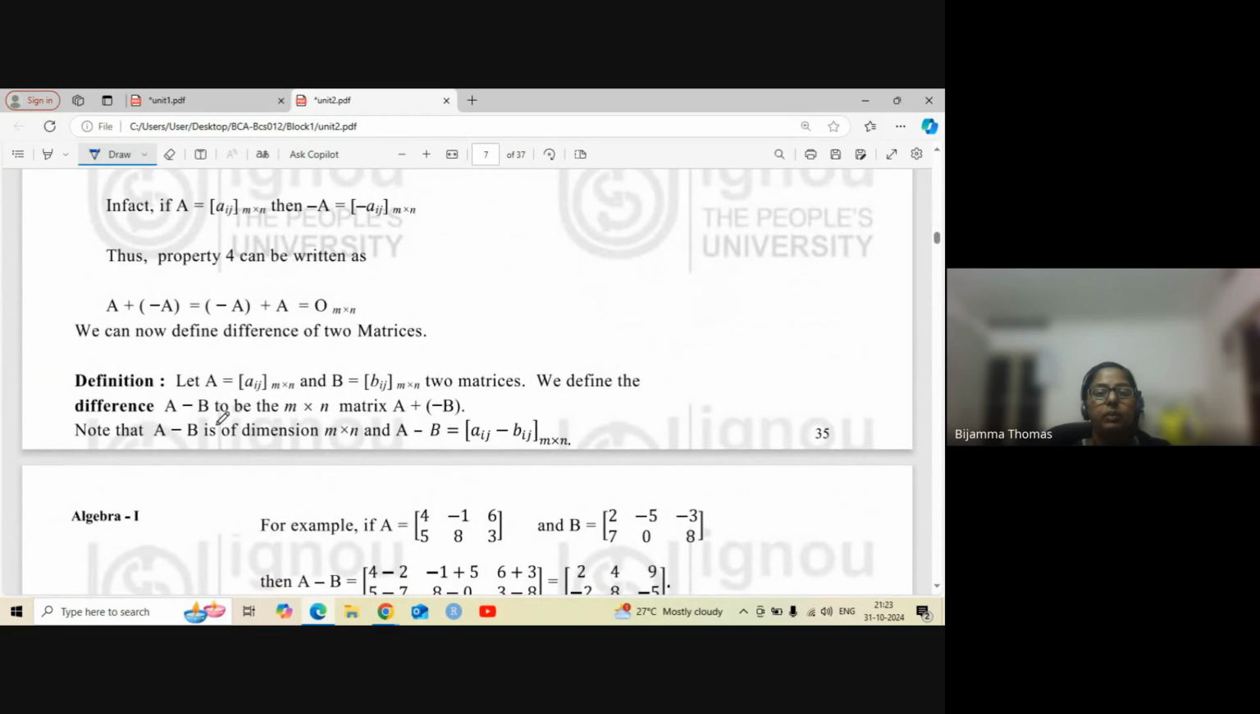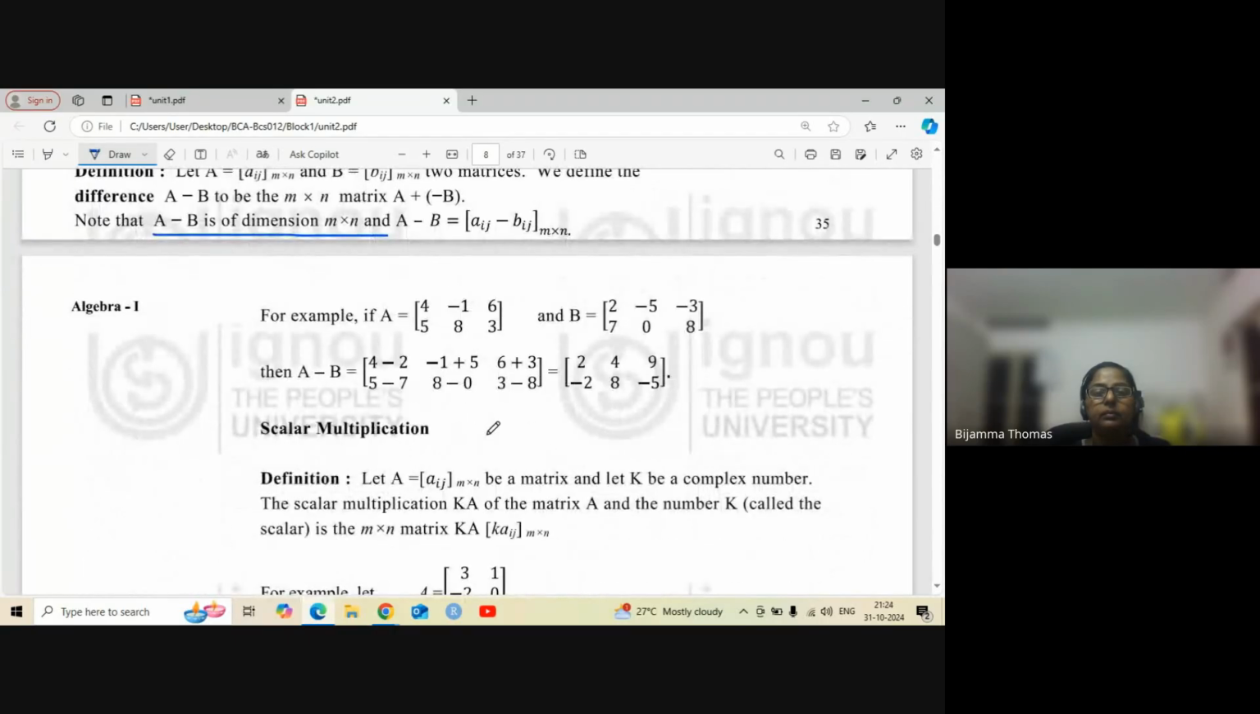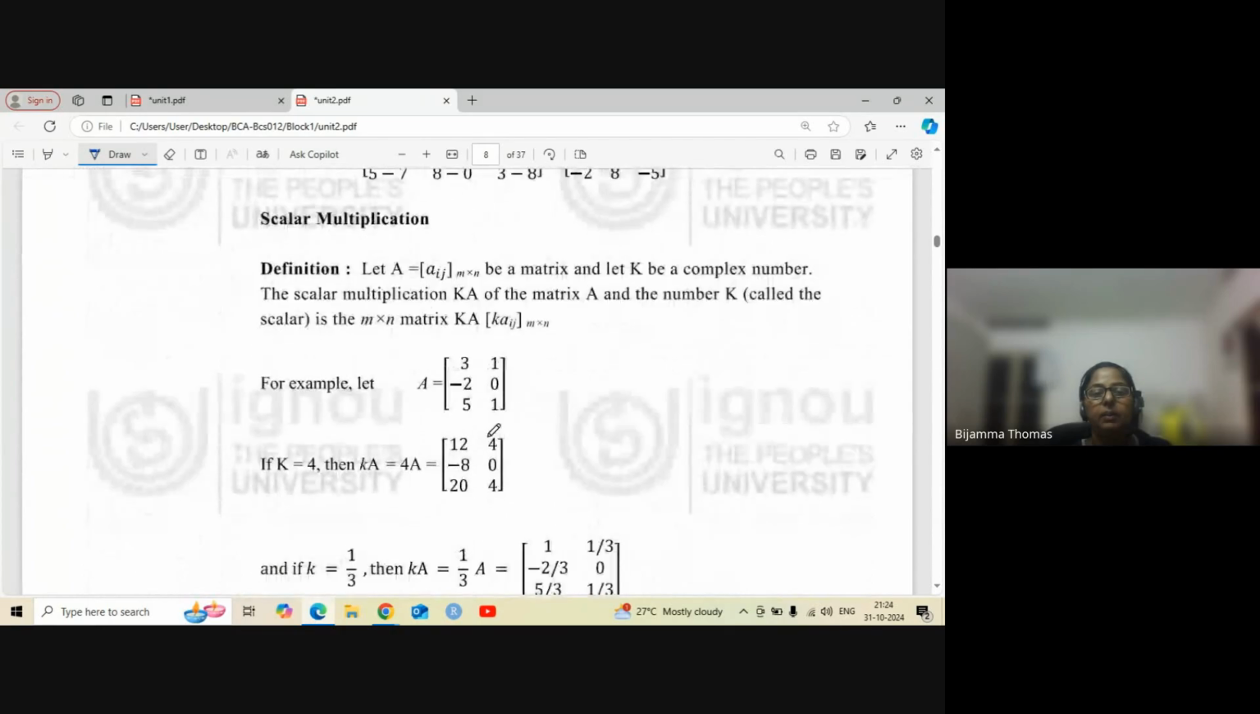The difference of matrices, A minus B: B is multiplied by -1. Then scalar multiplication. Let A be a matrix and let K be any number. Complex number means any number, any real number.